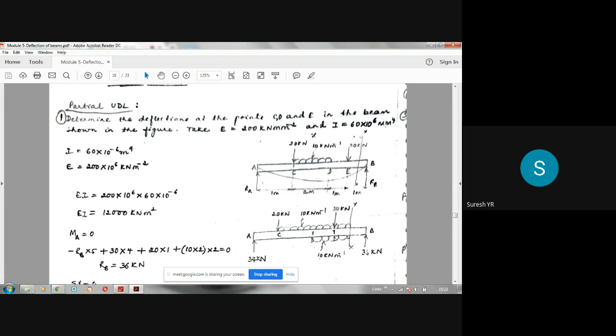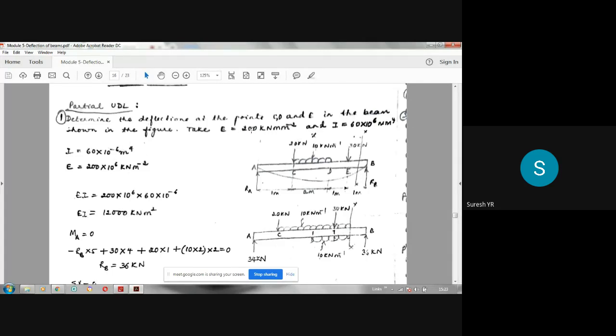So if you take millimeter power 4, minus 3 to the power 4, that means minus 12. It becomes minus 12. So 10 power minus 12. So 16 into 10 power minus 6 meter power 4. Okay, this is the conversion.